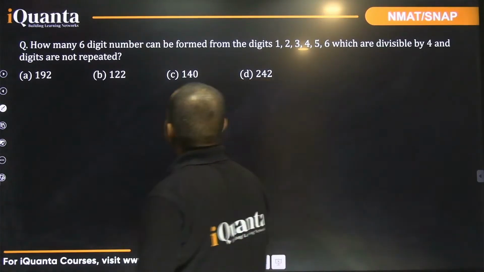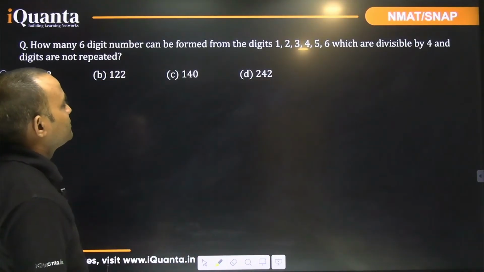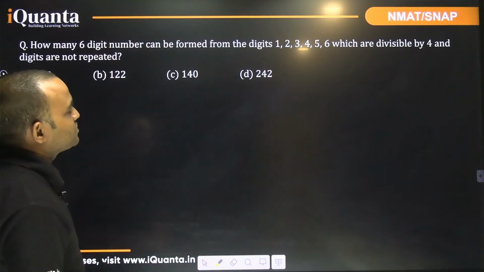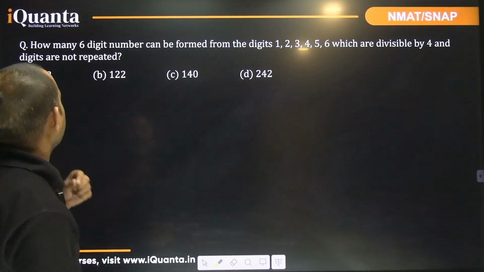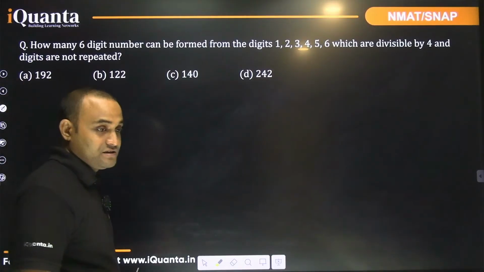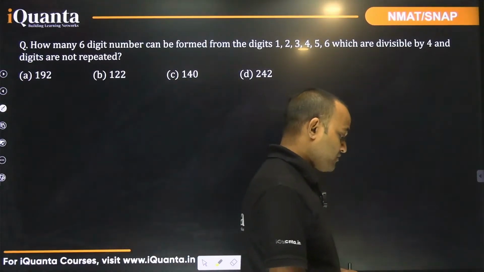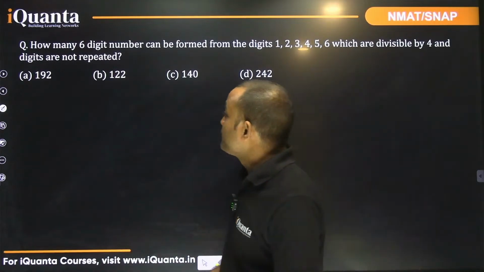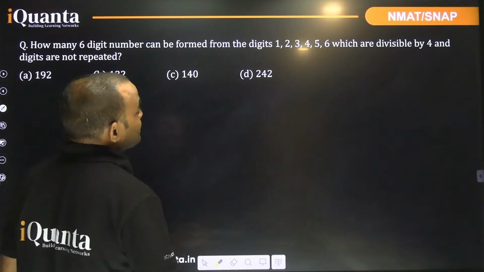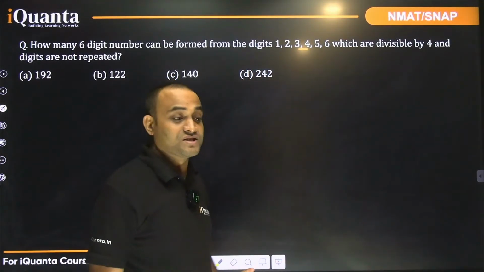How many 6-digit numbers can be formed from the digits 1, 2, 3, 4, 5, 6 which are divisible by 4 and digits are not repeated? Digits are not repeated, but we need to find how many numbers will be divisible by 4, and that is also 6-digit numbers, and we have 6 digits here.